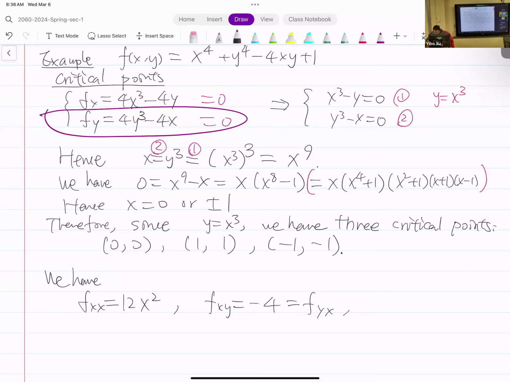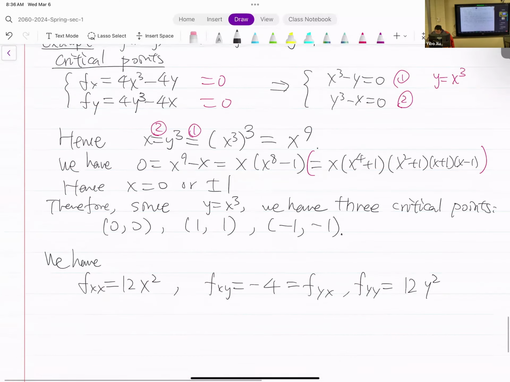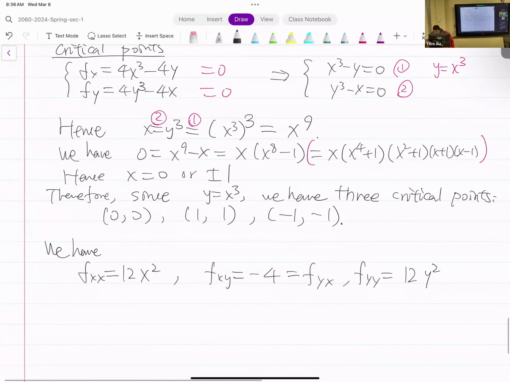And then finally, you need f sub yy. If you do the partial with respect to y for the circle formula, that's 12y squared, right? And we are getting there. So we can just put the things in cap D.